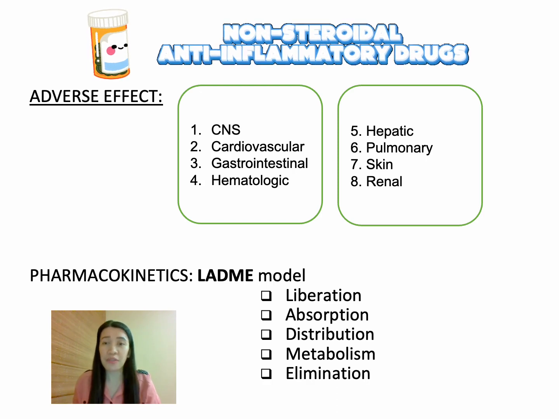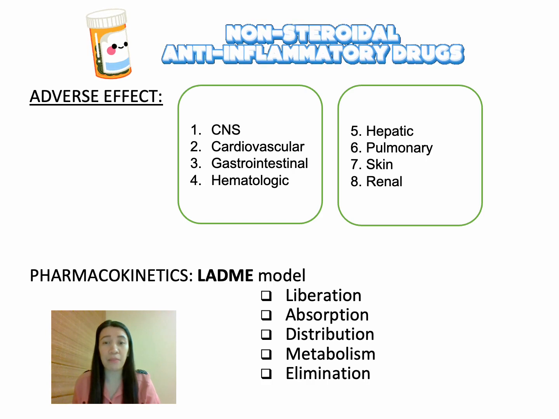It is highly distributed in the bloodstream and tissues. Many NSAIDs are highly protein bound in the blood, primarily to albumin. This binding can affect the drug's distribution and its ability to reach target tissues like inflamed joints.